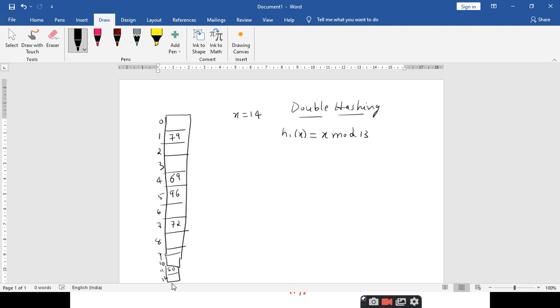Why am I taking the table size as 13? Previously, when we were discussing the introductory concepts related to hashing, I told you there are some mathematical proofs where if you take the table size as a prime number, you will have good results. So for that purpose I take this n as a prime number. Right, is it clear?